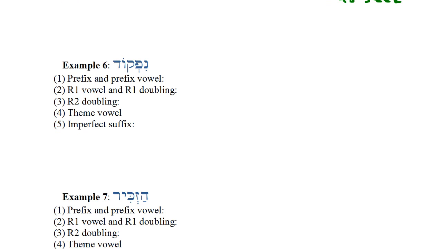Example 6. We've got nifkode. Now the prefix, again, it looks to me like we've got a root here of pakad. That's why vocabulary can come in handy, because I recognize this root. And so this would give me a prefix of noon with a hirik, and this could be several things. This could be a cal imperfect, first common plural. It could be a nafal perfect. It could be a nafal imperfect, and then it could be a nafal alternate form of the infinitive absolute, and potentially a nafal participle.